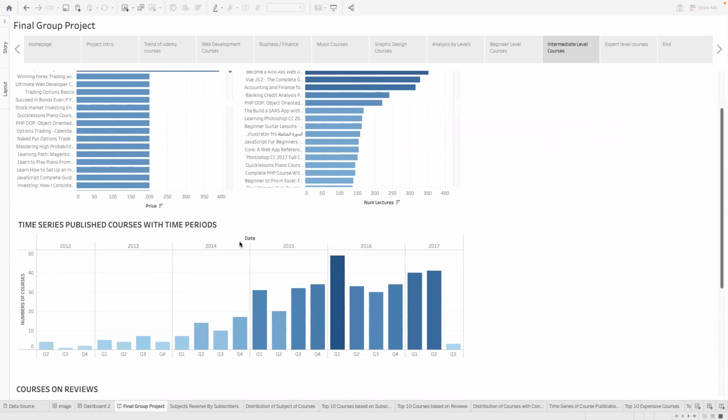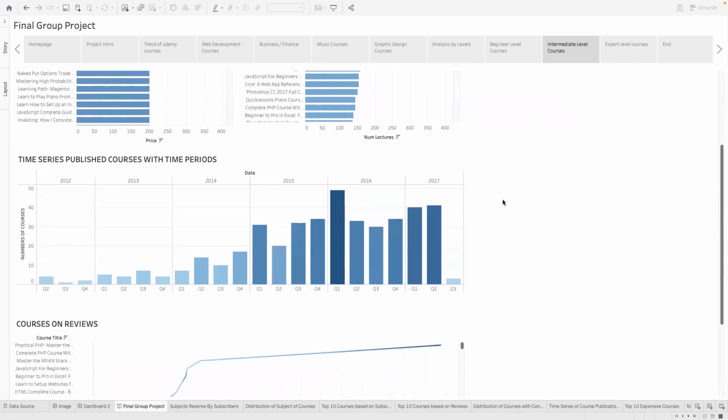Coming to my third chart, the time series of publication over time. Here the number of courses is shown according to the time period. In 2016 there was the highest number of courses, 49, the highest in this chart. Moving forward, 2017 had the least, as we can see over there.